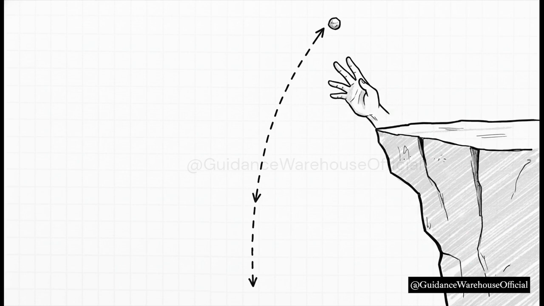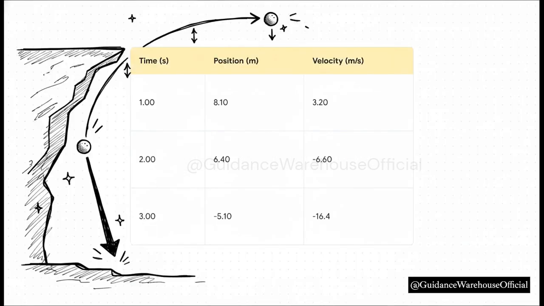We're going to set the starting position, so the top of the cliff, as a y of 0. Now, since it's thrown upward, the initial velocity is positive 13.0, but gravity is immediately pulling it down. Let's trace exactly what happens over the next 3 seconds. Look at how this data just perfectly tells the story of the rock's journey.